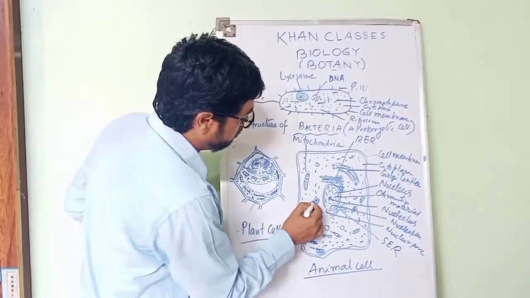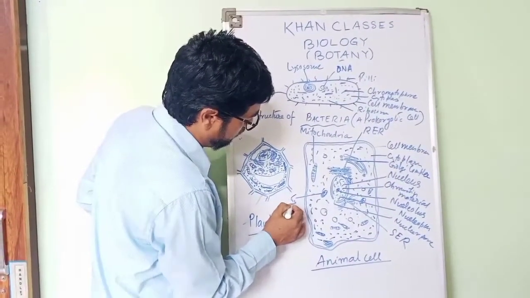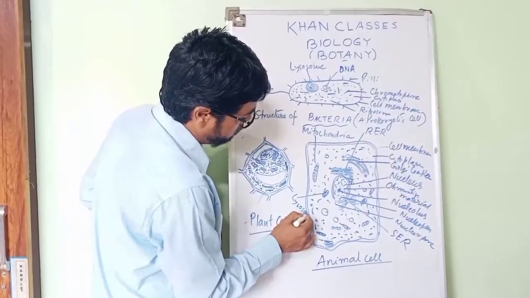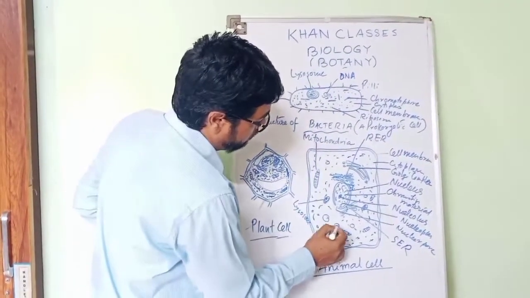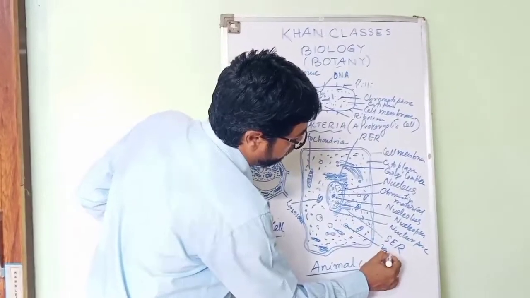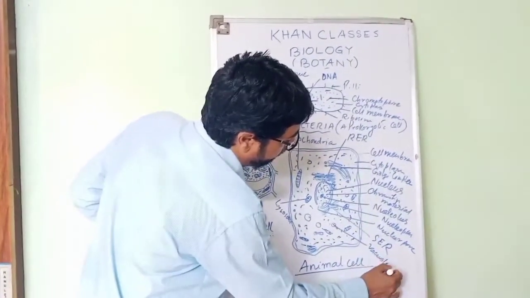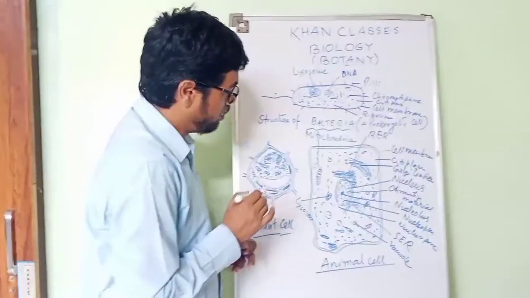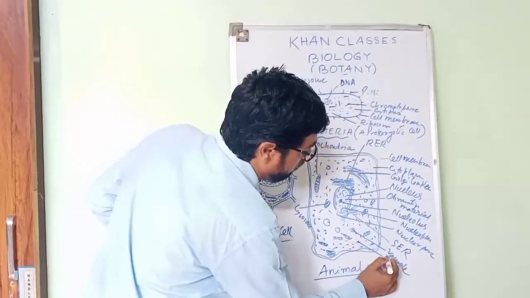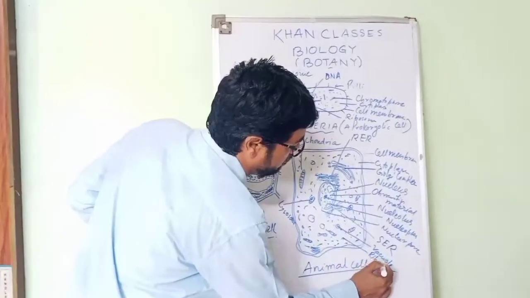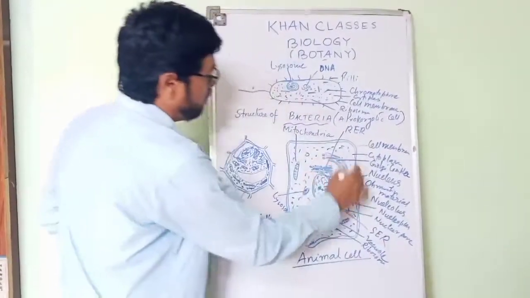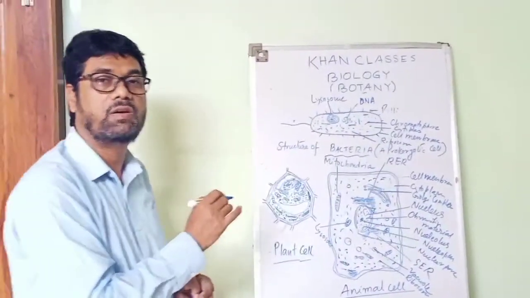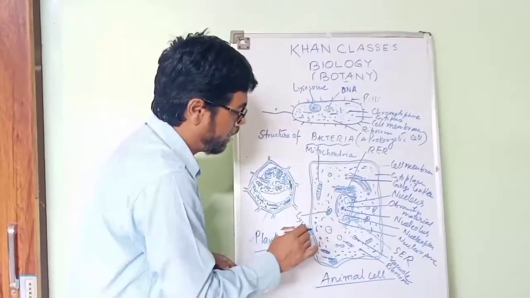Then you will find this is called lysosome. In human cells you will find the lysosome. Then you will find this is called vacuole. Small vacuoles are found in the animal cell. Sometimes they are visible, sometimes they are present but not clearly structured. Besides, these are called ribosomes. So these are the different structural components, that is cellular organelles, which are found inside the animal cell.